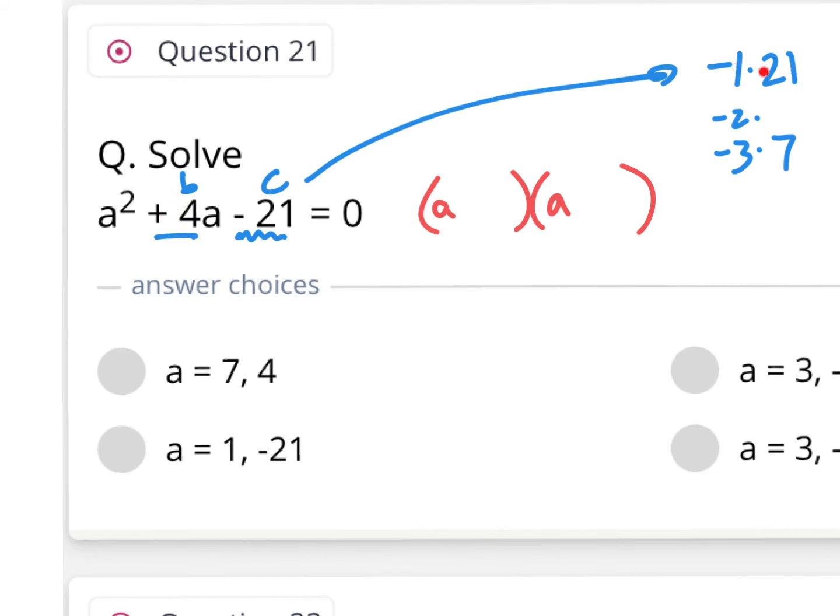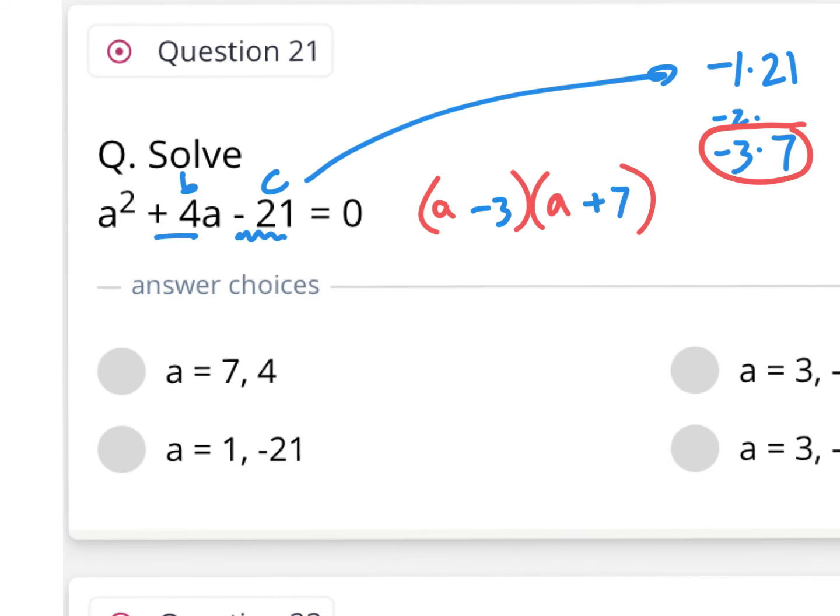Positive 21 take away 1 is 20. That didn't work. 7 take away 3, yeah, that's 4. And I don't have to change any signs. These are the pair of numbers that I want. So I'm going to put the negative 3 right here and the positive 7 over there. And I have factored it.